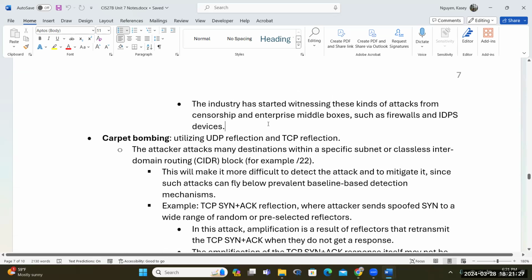So these are some of the newer forms of attack that you see through the middle boxes, and you see this happening with your security company and internet service provider.